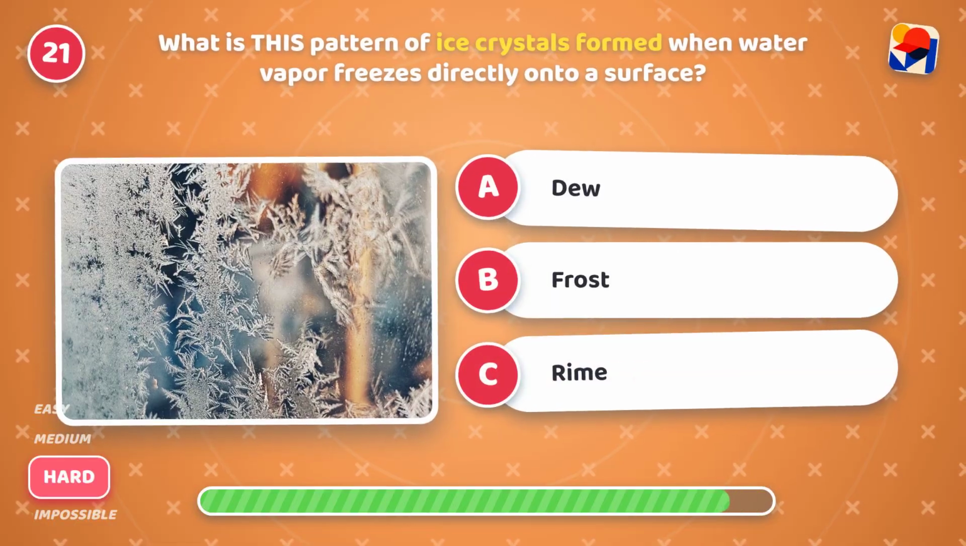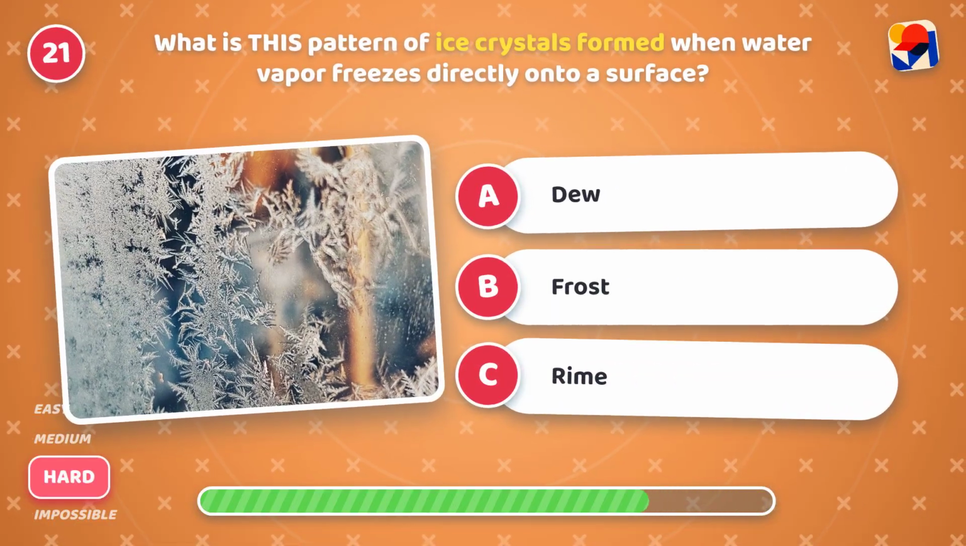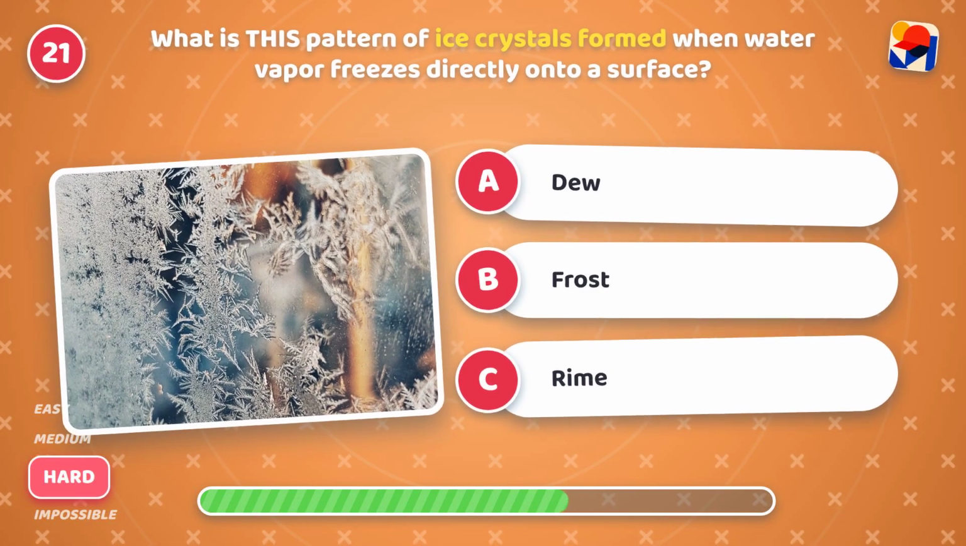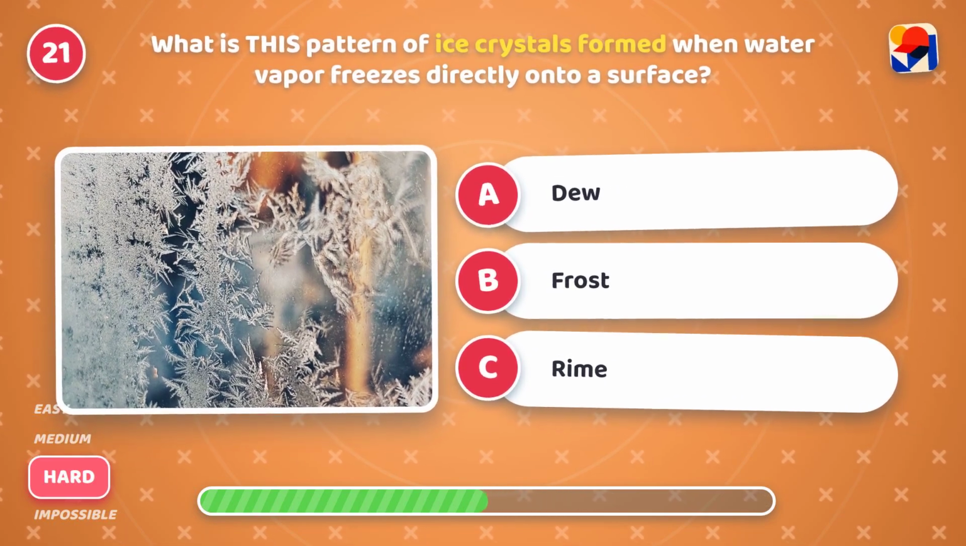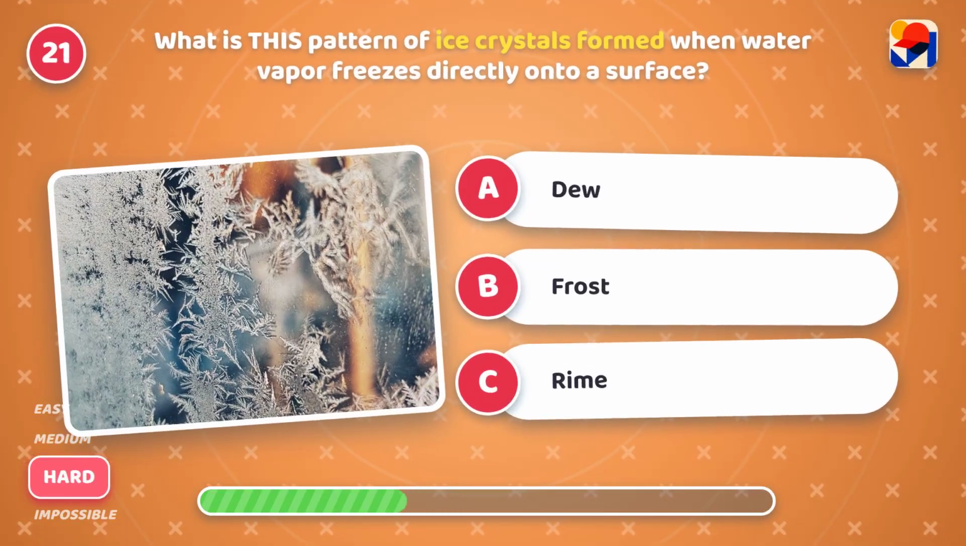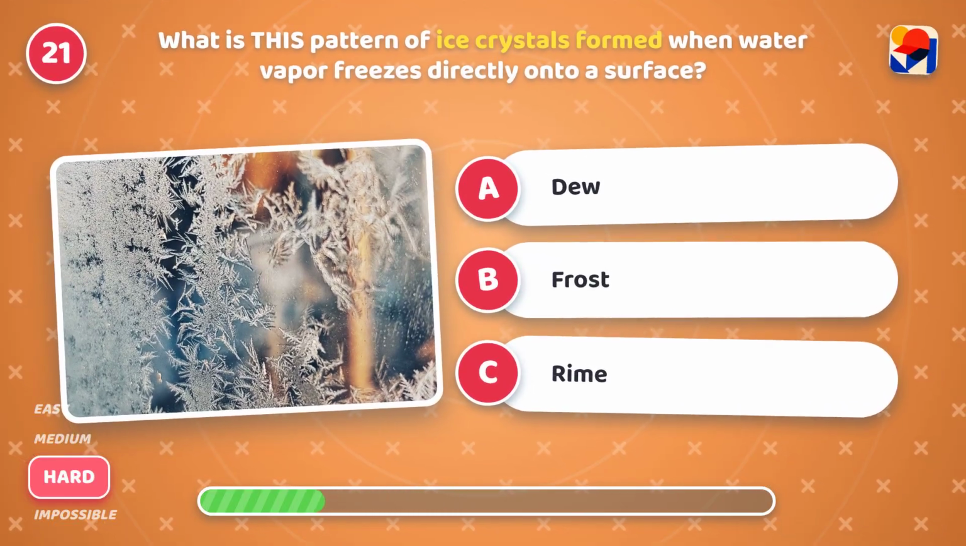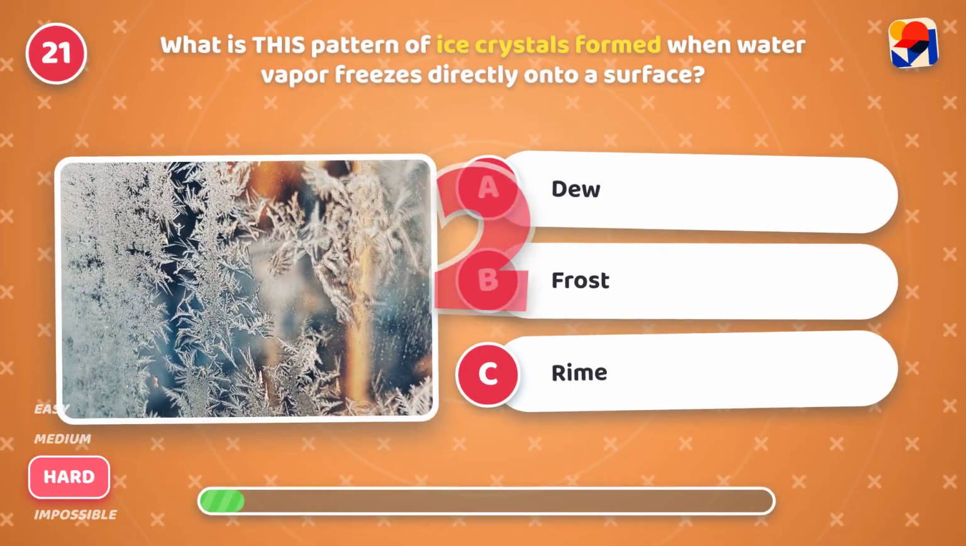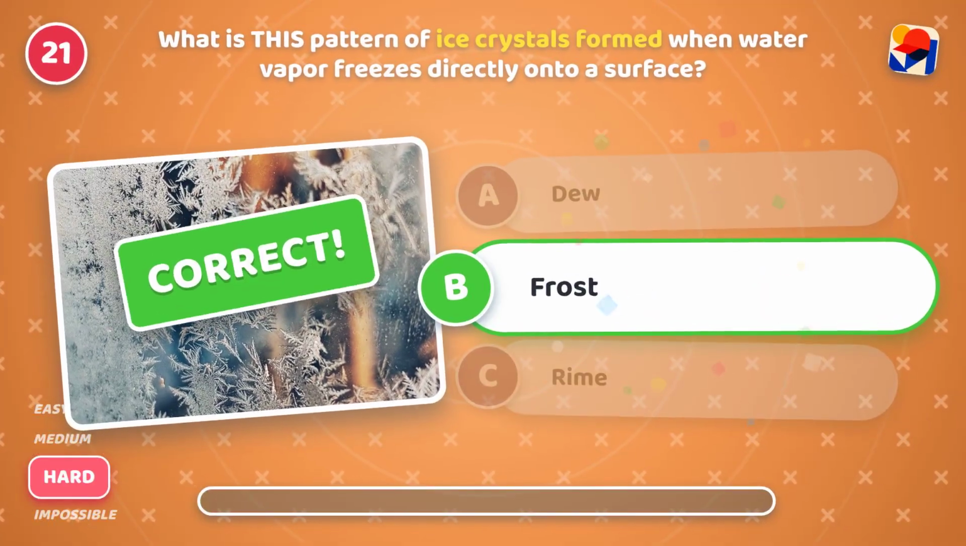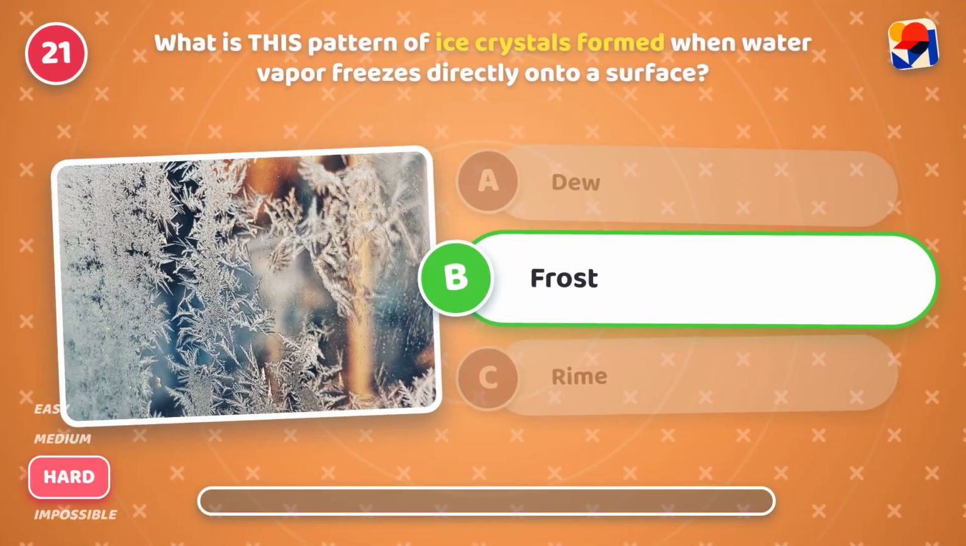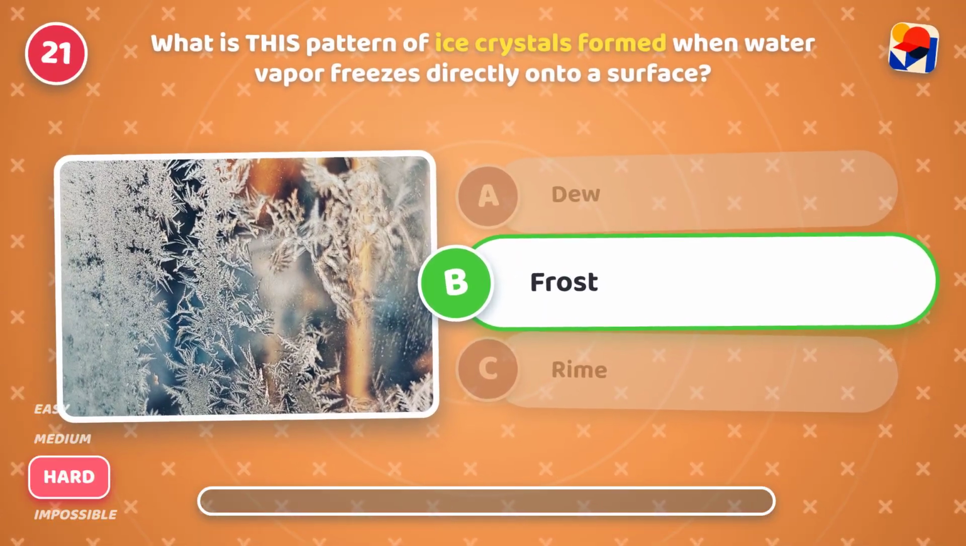What is this pattern of ice crystals formed when water vapor freezes directly onto a surface? Is it A, dew, B, frost, or C, rime? It's B, frost. Water vapor freezes directly onto cold surfaces.